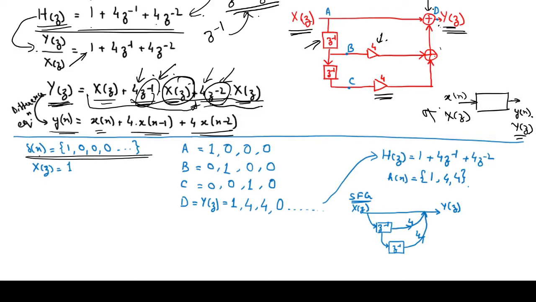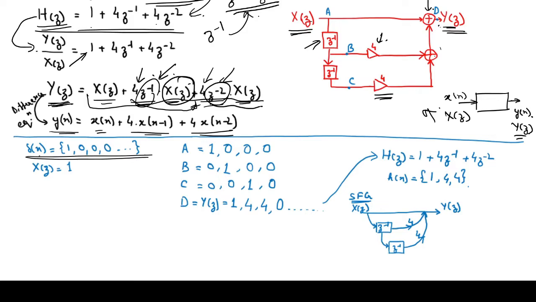h[n] is equal to 1, 4, 4, right? We should be getting this output. Why? This is the impulse response of the system, which will govern the transfer function of the system. The h[n] and H(z), they are the same.